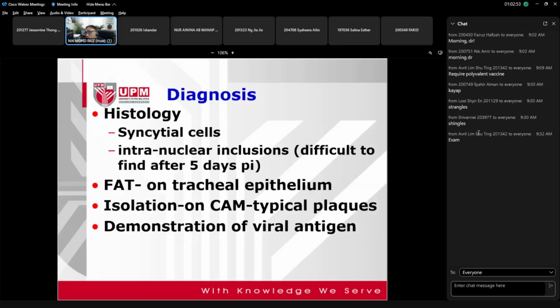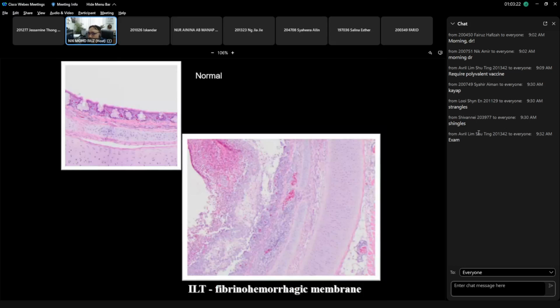Okay. You can also do fluorescent antibody test on the trachea epithelium, or isolation of the virus on the CAM, chorioallantoic membrane, and then you see plaques. Waktu virology korang pernah buat kan? Chorioallantoic membrane and then see plaque. Pernah nampak tak? Virology practical? Inject chorioallantoic membrane, nampak plaque yang biji-biji macam pox tu. And then you can also demonstrate viral antigen based on PCR.